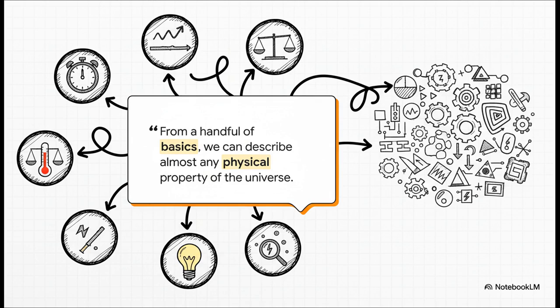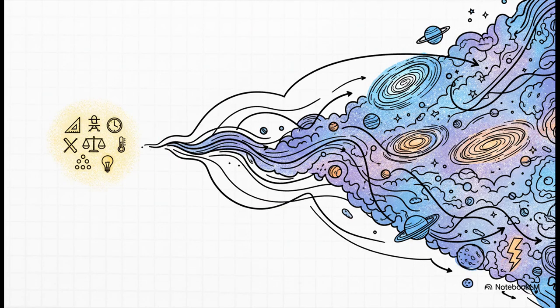All we need is this handful of basics and the rules for combining them, and suddenly we can describe the whole shebang. So the big takeaway here is this. Our universe, with all its infinite complexity and mind-blowing phenomena, can be measured and described using a system that comes down to just 7 fundamental rules. It's a powerful reminder that there's a beautiful simplicity and order hiding underneath it all.